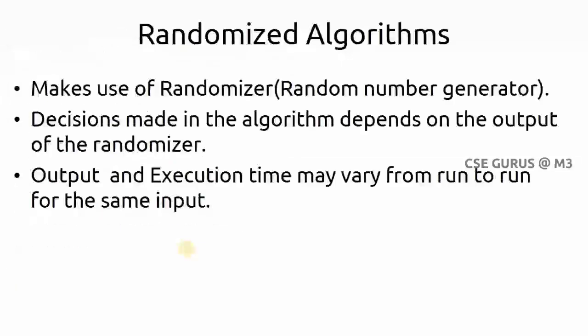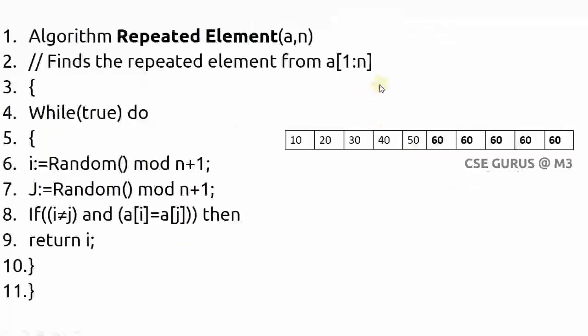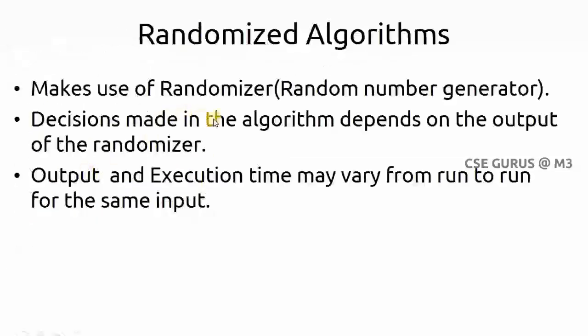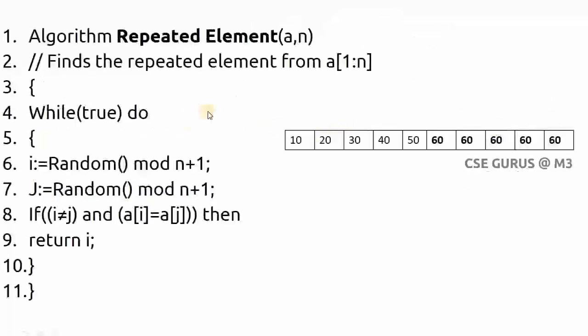Now we will go to the theory part. You can see here, make use of a randomizer, a random number generator. What are the random number generators here? The i and j values are random numbers generated from this line of execution. Decisions made in the algorithm depend on the output of the randomizer. Very true. The decision is taken with respect to i and j, which are generated from random numbers.